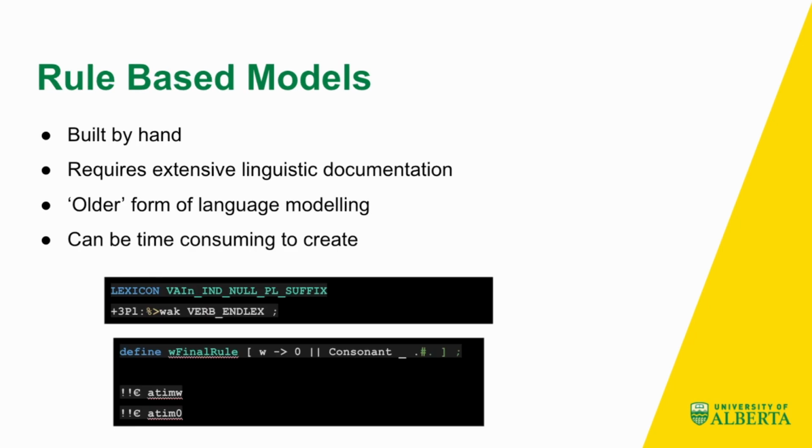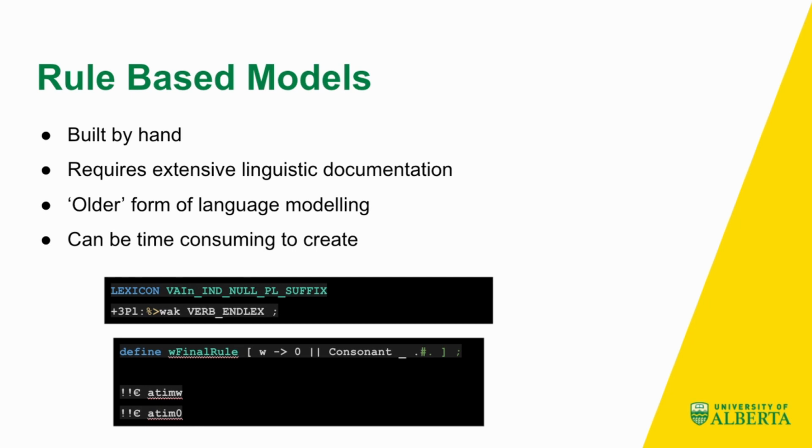Rule-based models are built by hand. They usually require extensive linguistic documentation and are generally an older form. They have fallen a bit out of use in the last few years. They are still widely used, but they are not the up-and-coming technology that's fancy and trendy. And they can be time-consuming to create.